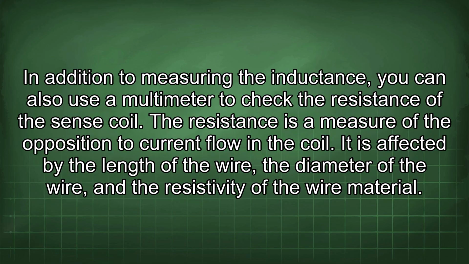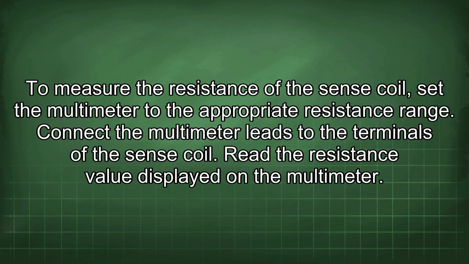In addition to measuring the inductance, you can also use a multimeter to check the resistance of the sense coil. The resistance is a measure of the opposition to current flow in a coil. It is affected by the length of the wire, the diameter of the wire, and the resistivity of the wire material. To measure the resistance of the sense coil, set the multimeter to the appropriate resistance range. Connect the multimeter leads to the terminals of the sense coil. Read the resistance value displayed in the multimeter.